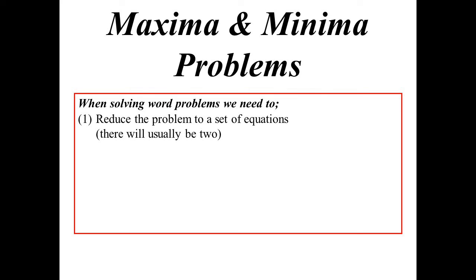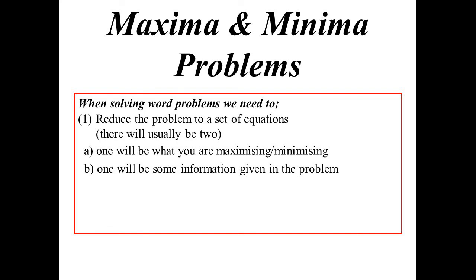Now, what are we looking for? They're maximum and minimum problems, also sometimes called optimisation problems. So you try and find the maximum of something or the minimum of something. So you read through the question and see what it is that you're trying to maximise or minimise and try and come up with an equation for that.